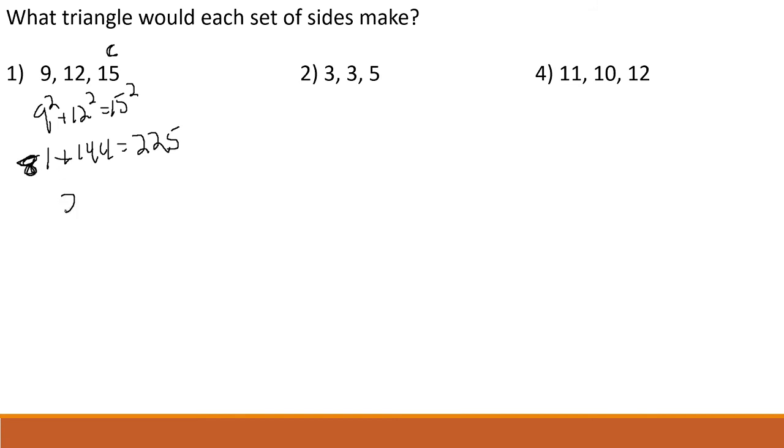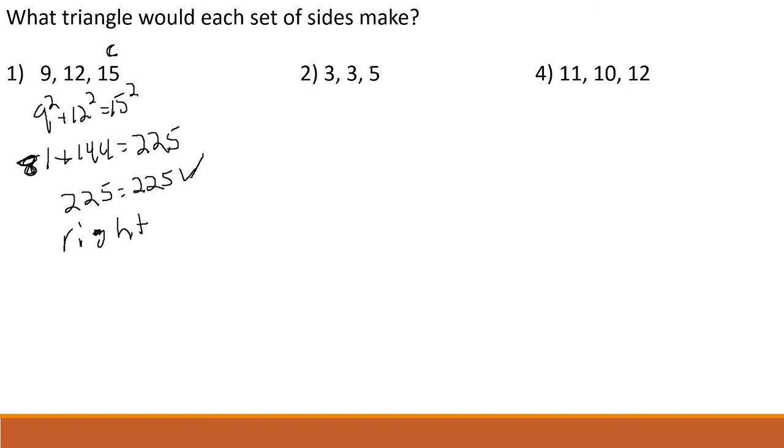So 81 plus 144 is indeed 225. So because they are exactly equal, we know that this is going to be a right triangle. Because it follows the theorem exactly, the two sides are exactly equal to each other, we're all good.